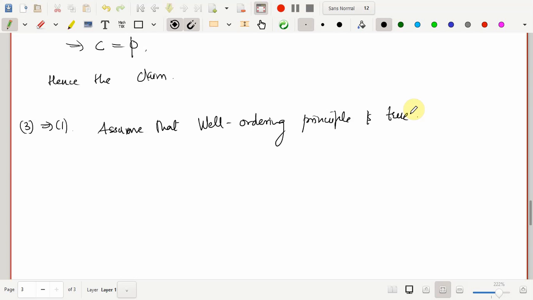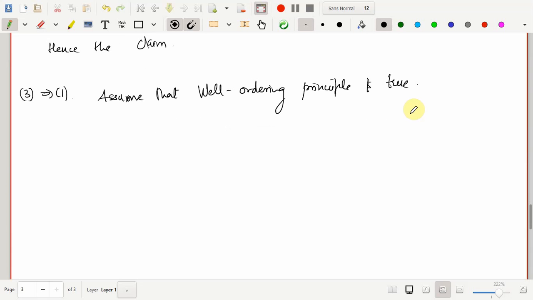I'll simply write satisfying. We know what those hypotheses are. The first hypothesis is that 1 is in A, and whenever k is in A implies k plus 1 is in A, then this should imply that A is equal to N. So A satisfies the hypothesis of the induction principle.